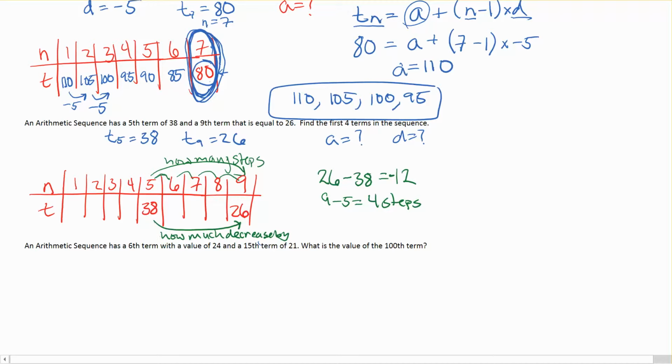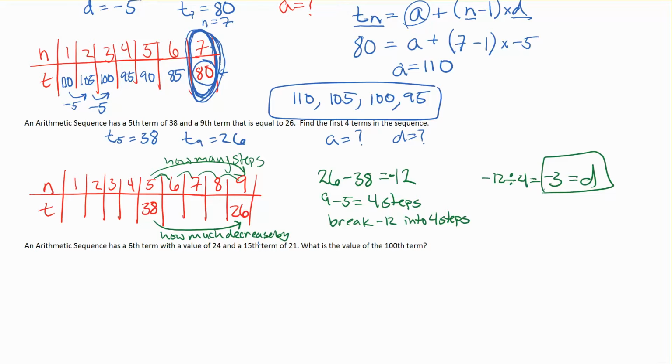So again, I want to know what's the total I've decreased by, which is negative 12, and how many steps did I do that in? I did that in 4 steps. So now I need to break 12 into 4 equal steps. So here we're going to break negative 12 into 4 steps. To do that, I'm going to go negative 12 divided by 4, and we get negative 3, which is equal to my d. So I know that each time I'm going to go down by 3.